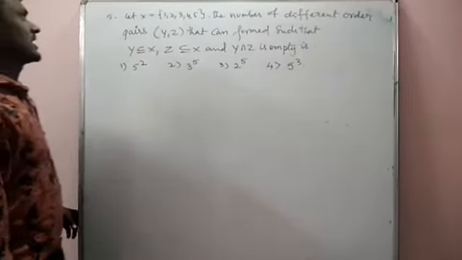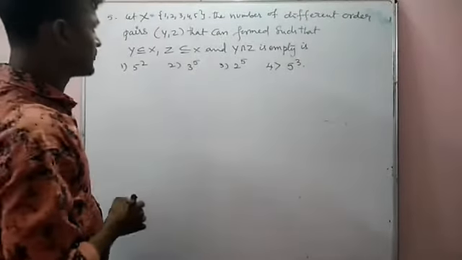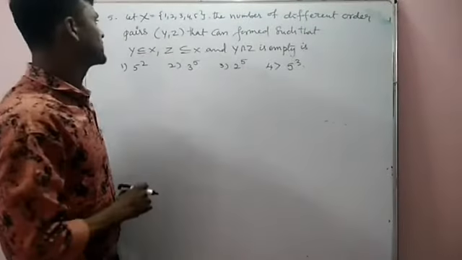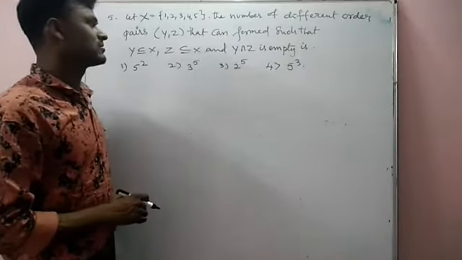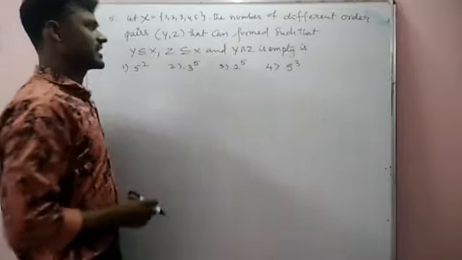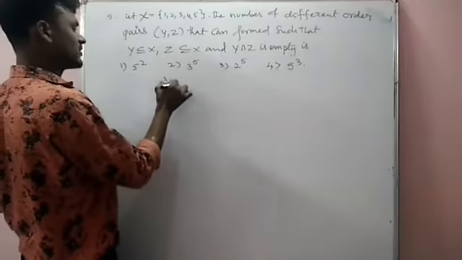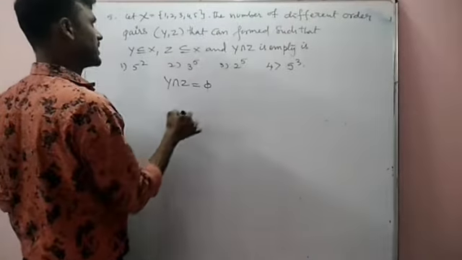Okay, next my question is: X is equal to the set {1, 2, 3, 4, 5}. The number of different ordered pairs (Y, Z) that can be formed such that Y is a subset of X, Z is a subset of X, and Y intersection Z is empty. That means Y intersection Z is empty.